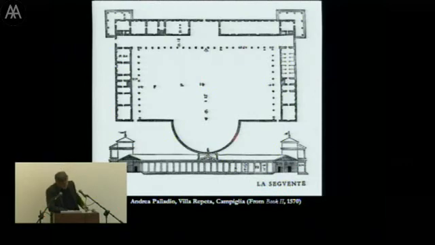Yes, of course there are different ones. I show you only three versions, but yes, Barchesas were not necessarily attached to the main body, the palace itself. They were sometimes detached, for example Villa Foscari, but they were always part of the same compound.